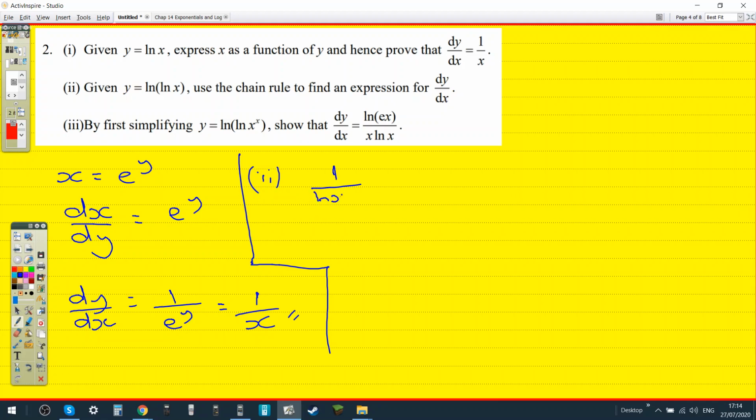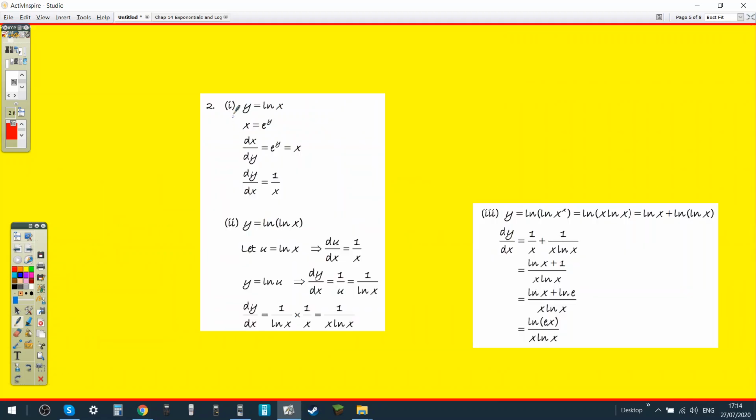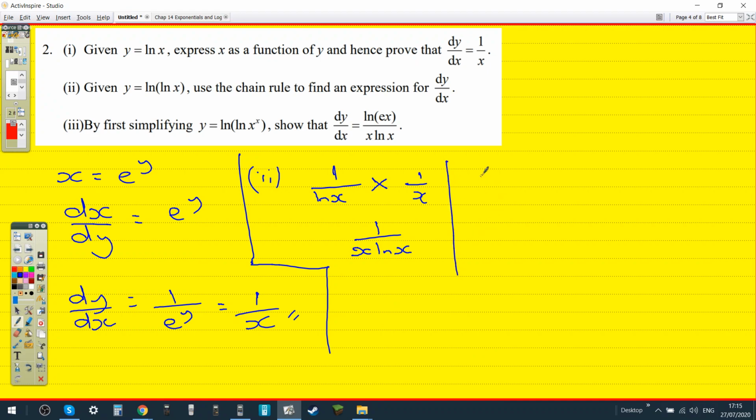1 over ln x, I think, times by the derivative of the function inside the function. Times 1 over x. I think so. So that would just give you 1 over x ln x. Let me just make sure. That's all right. Oh yeah, it is okay. I kind of forgot how to do chain rule. Yeah, derivative of everything times derivative of function inside function. Okay.